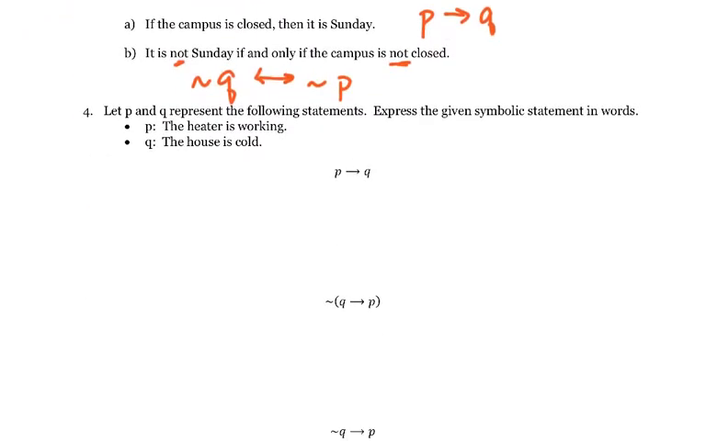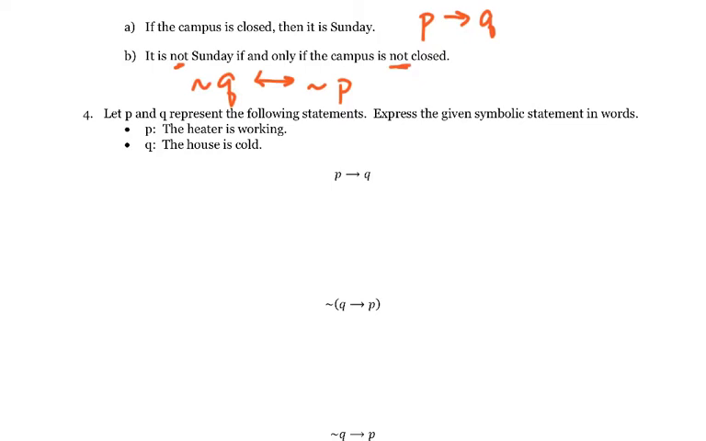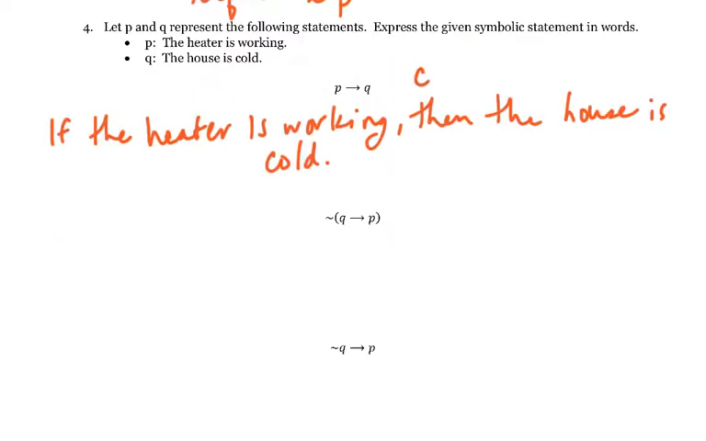Okay, let's look at this one. Let P and Q represent the following statements. Express each of the symbolic statements in words. So we have P represents the heater is working and Q is the house is cold. So we have if P, then Q. So if the heater is working, then the house is cold. Again, that's just our regular old conditional statement.